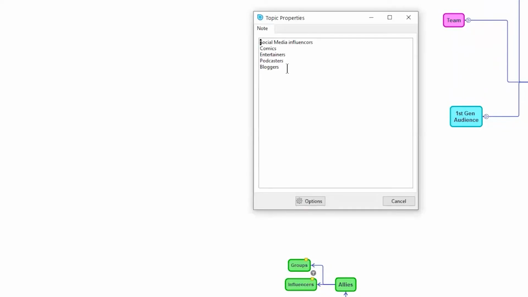The second aspect is looking at what's called influencers. These are influencers that have followings of their own and could spread the word of the documentary or the idea to their own channels.